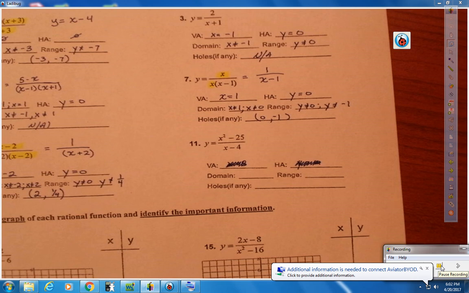So number 17. Great thing about number 17 is it's just like the easy ones that we did yesterday. So vertical asymptote, x equals 2. Horizontal asymptote, y equals 0. Domain, x cannot equal 2. Range, y cannot equal 0. And there are no holes. Okay? So horizontal asymptote and vertical asymptote, I'm going to draw those in right now. There's my vertical asymptote. Here comes my horizontal asymptote.